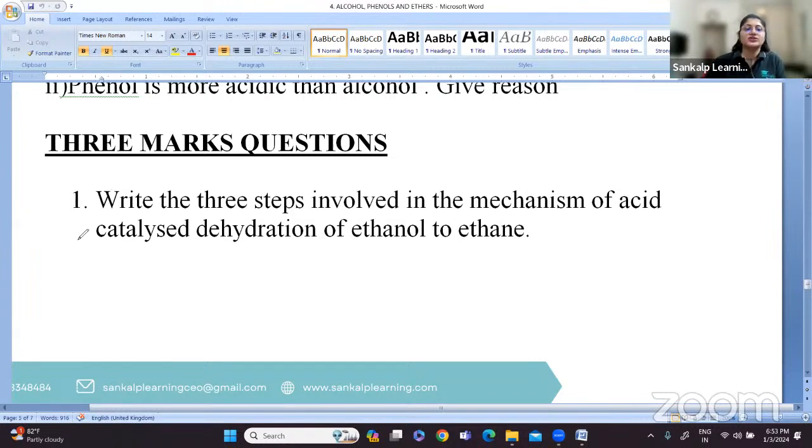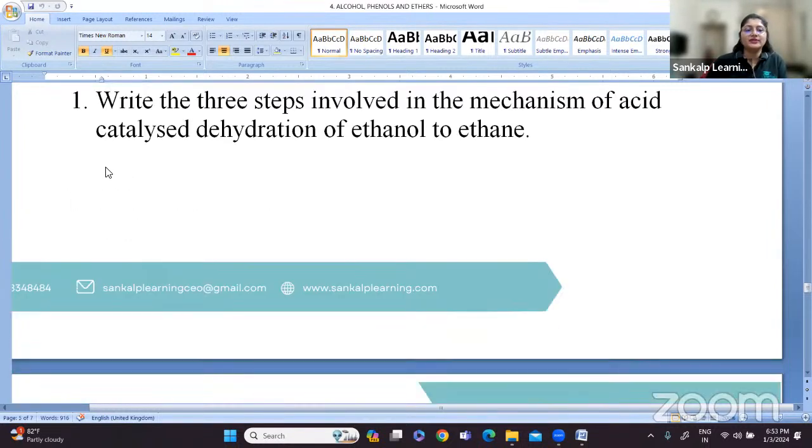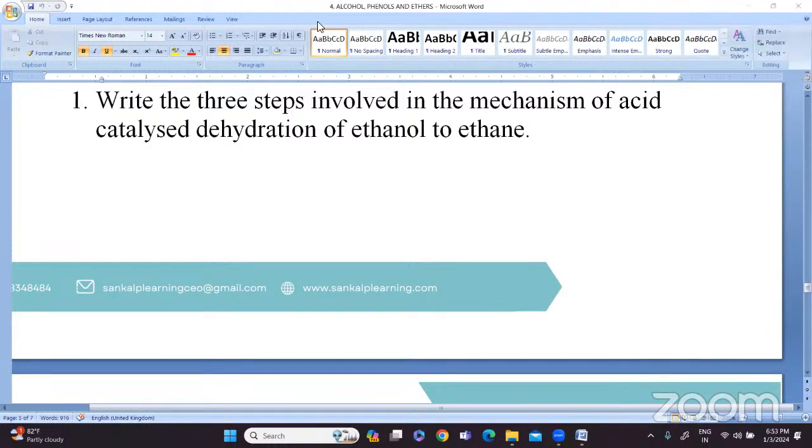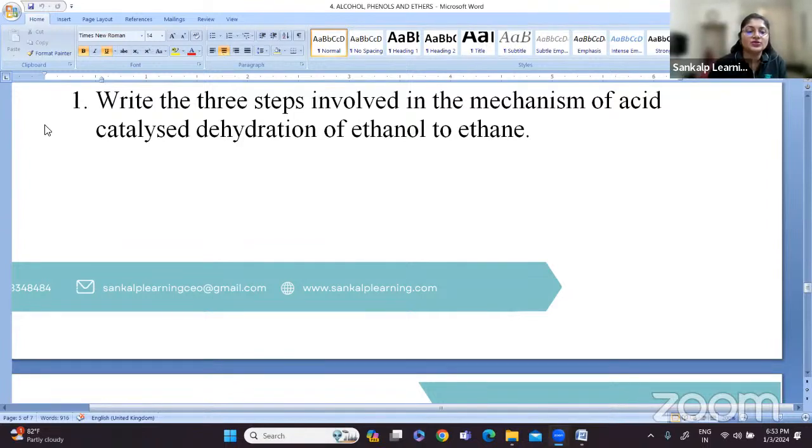For this particular question, you get 3 marks. You have to write the 3 steps which are involved in the mechanism of the conversion, that is, dehydration of ethanol to ethene. So what are the steps? Yes, students, what are the steps? There are 3 steps.